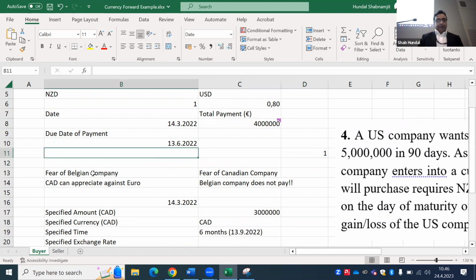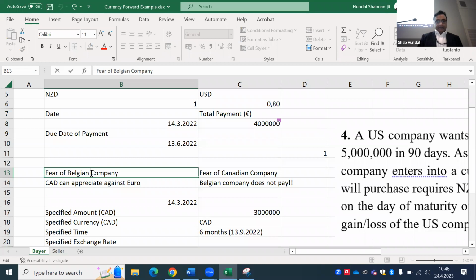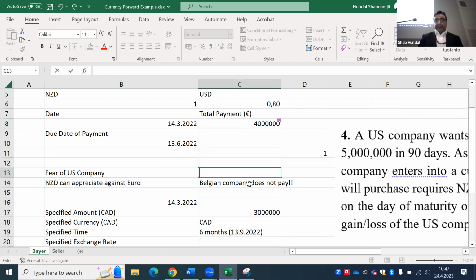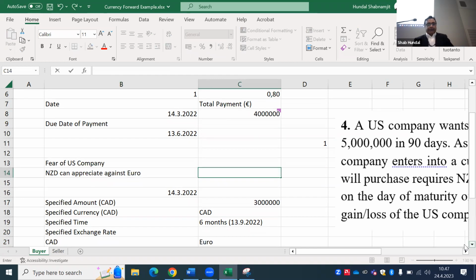The fear of the US company is that New Zealand dollar can appreciate. And as a matter of fact, there's no fear to the New Zealand company because they are getting New Zealand dollars anyway. So there is nothing to worry about.